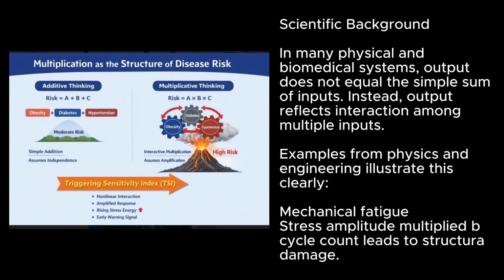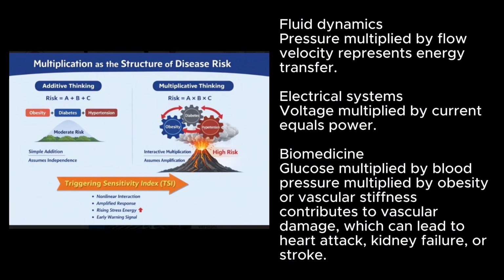Scientific background. In many physical and biomedical systems, output does not equal the simple sum of inputs. Instead, output reflects interaction among multiple inputs. Examples from physics and engineering illustrate this clearly. Mechanical fatigue: stress amplitude multiplied by cycle count leads to structural damage. Fluid dynamics: pressure multiplied by flow velocity represents energy transfer. Electrical systems: voltage multiplied by current equals power. Biomedicine: glucose multiplied by blood pressure multiplied by obesity or vascular stiffness contributes to vascular damage, which can lead to heart attack, kidney failure, or stroke.